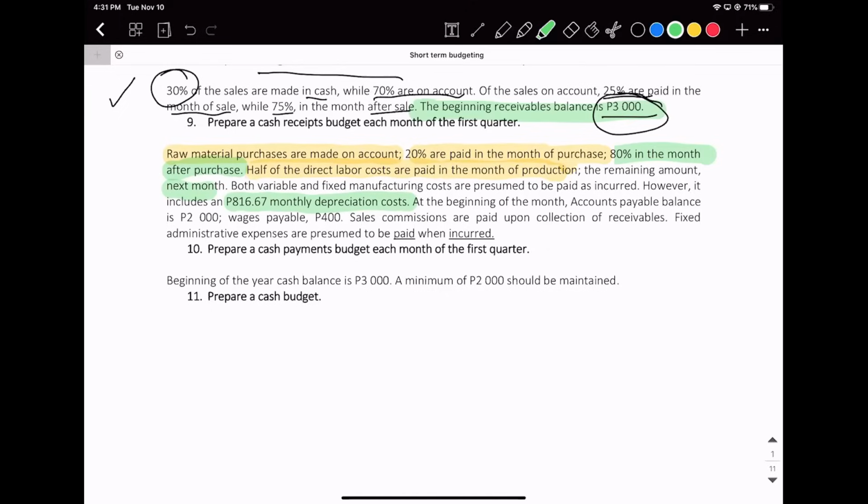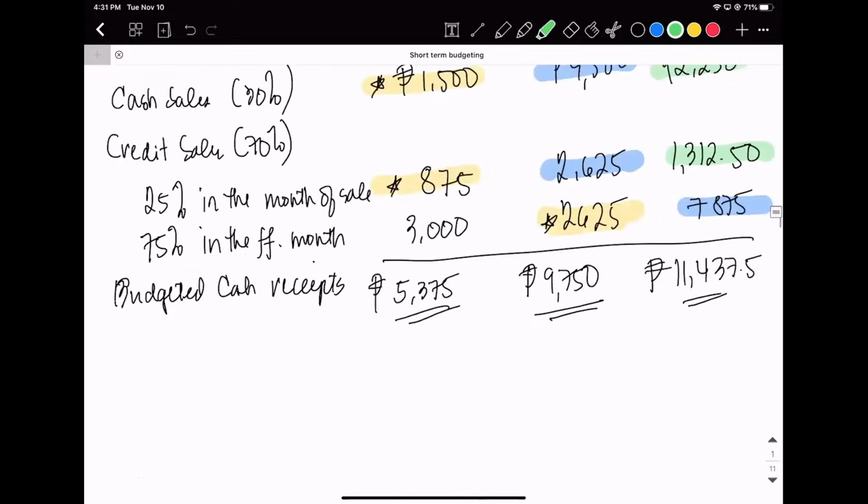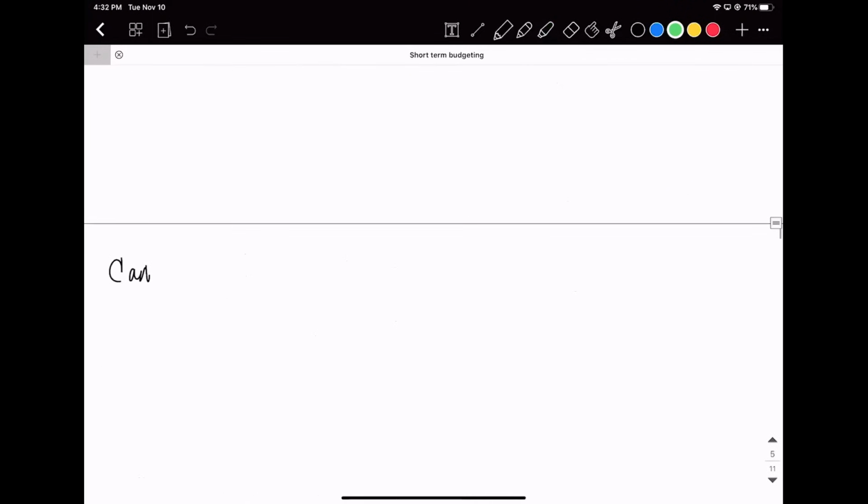Then at the beginning of the month, accounts payable balance is 2,000, wages payable is 400. Sales commission are paid upon collection of receivables. So kung kailan sila na-collect. Fixed administrative expenses are presumed to be paid when incurred. Okay. So yun o. Dami, di ba? Pag lahat na to, lahat ng ginastos natin. So cash payments. Okay. So cash payments budget.